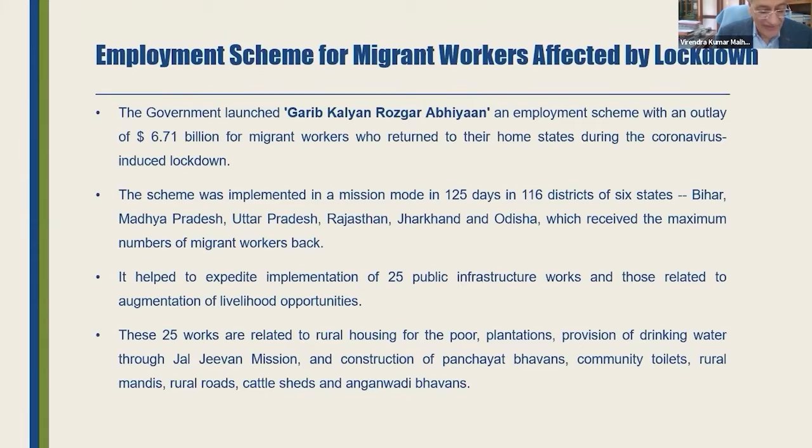It helped to expedite the implementation of 25 public infrastructure works. And the other works that were undertaken included rural housing for the poor, plantation, provision of drinking water through Jal Jeevan Mission, and construction of panchayat bhavans, community toilets, rural mandis, rural roads, cattle sheds, and Anganwadi bhavans.